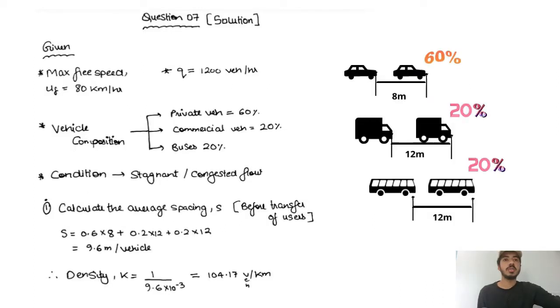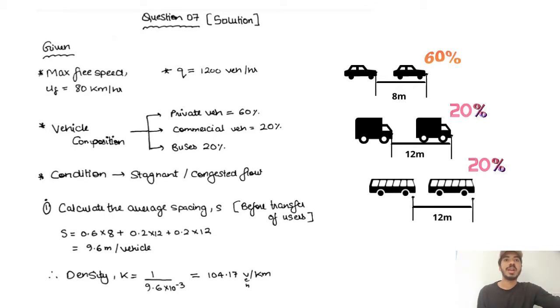Okay, so in order to tackle the first problem, we need to know two parameters in order to calculate the maximum possible flow capacity Qm. For that we require UF, which is the maximum free flow speed, and the jam density Kj. So in order to find density, which is K, since we are not provided with the data, we need to calculate the density from the spacing given.